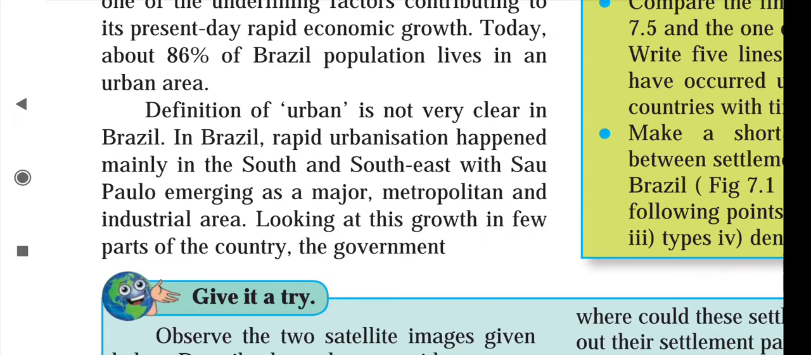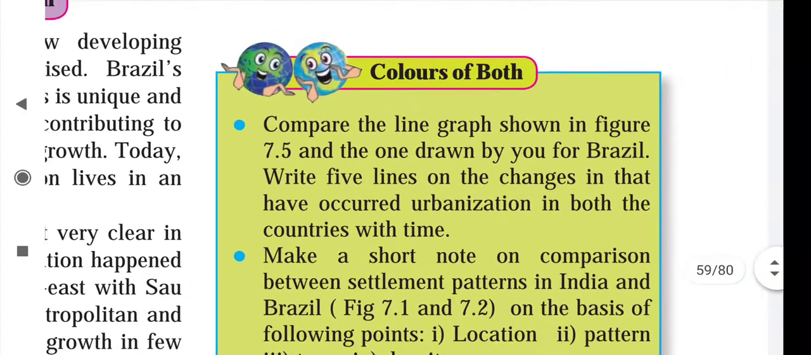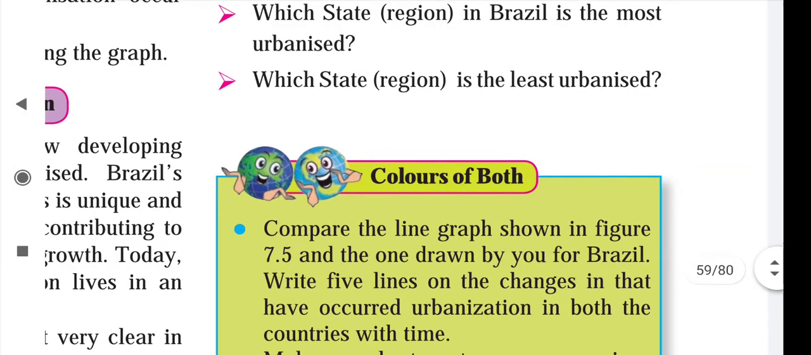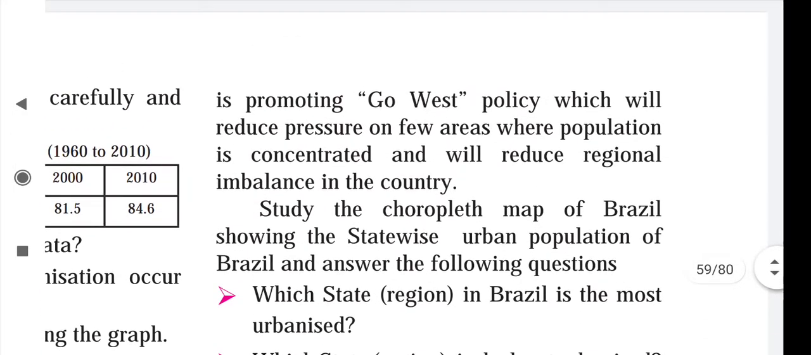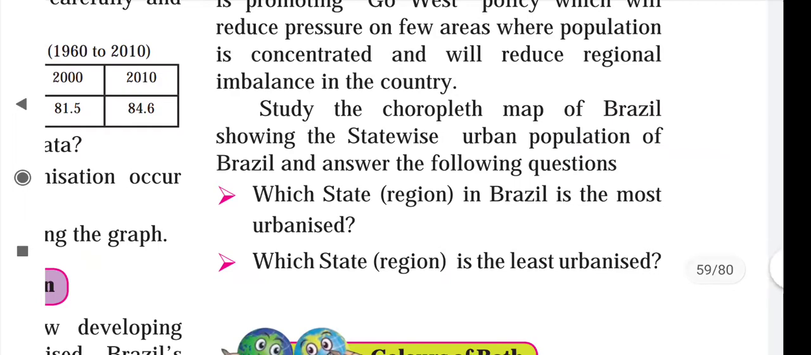Then what about the other parts of Brazil? Their population concentration is very low. That's why the government made the policy "Go to West", meaning that in those places also urbanization and population should increase. With that point of view, the government started measures to reduce the imbalance of the country's population. Now study the choropleth map of Brazil showing the state-wise urban population of Brazil and answer the following questions.